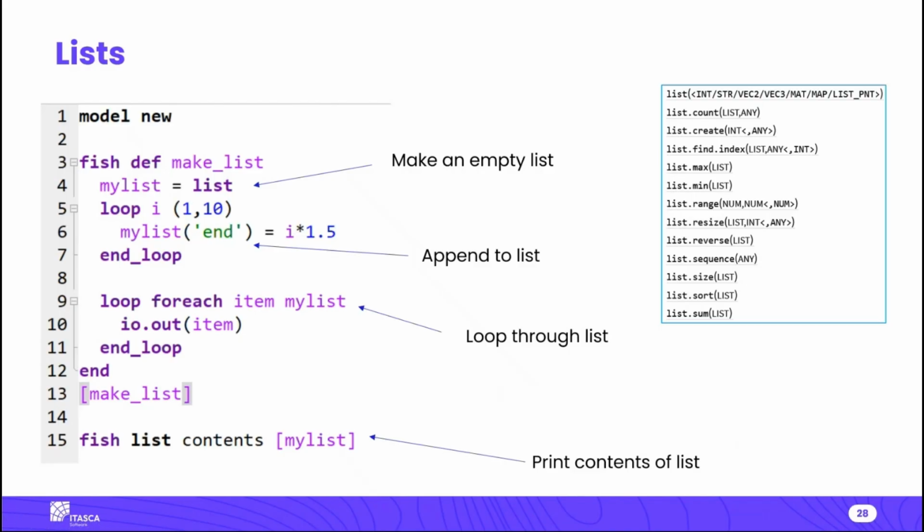The cool thing about lists is that it's super easy to loop through them. I haven't shown you this yet, but this is another way of doing a loop. You can say loop for each item in, where item is a user-defined variable, and this is my list that I declared up here. What this will do, like what you see in Python, is loop through every item of the list, and then you can do something with those items. So here I'm just printing them to the screen.